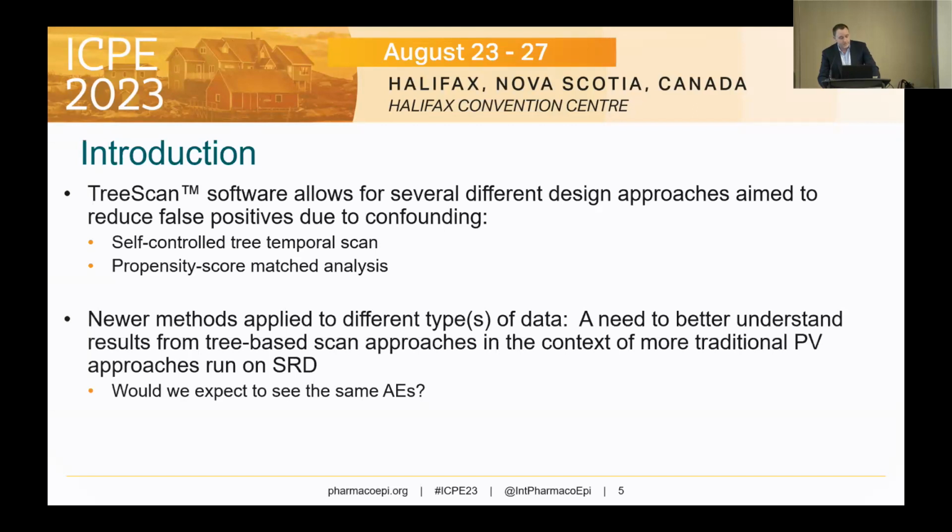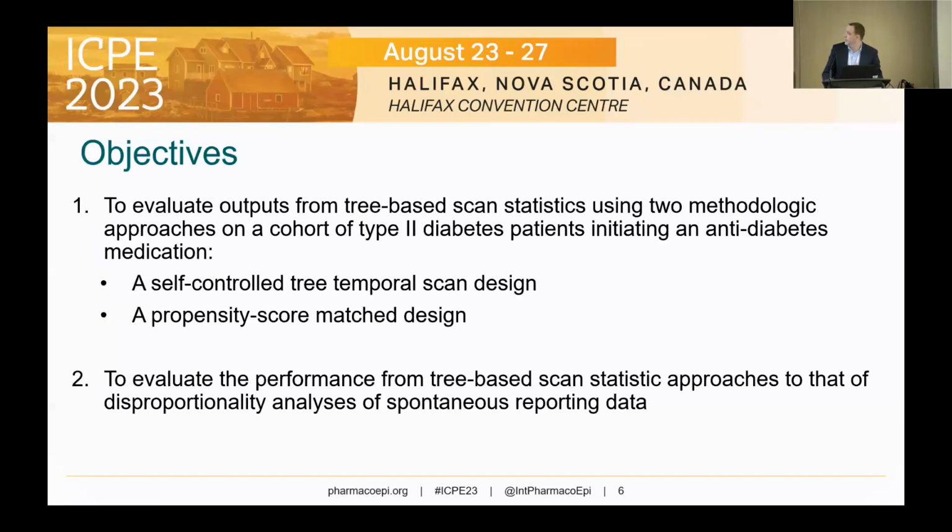So given that these types of approaches are gaining more traction both in regulatory and in industry circles, and even in our own experience as a CRO, working with companies to implement these types of approaches into routine pharmacovigilance, some important questions have come up along the way that maybe have not so straightforward answers, including how do we interpret findings from TreeScan, and should we expect to see the same types of signals that we see in, say, a disproportionality analysis. So with these questions top of mind, we had two objectives.